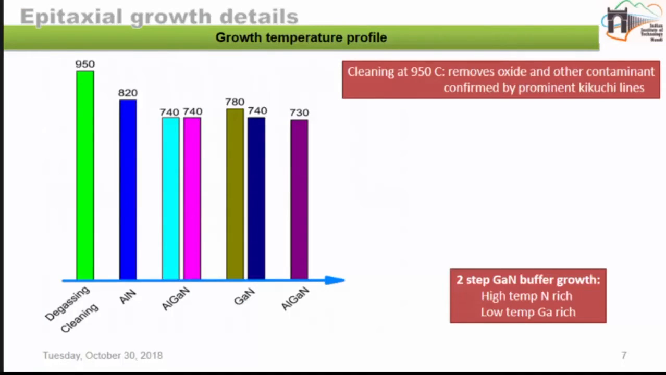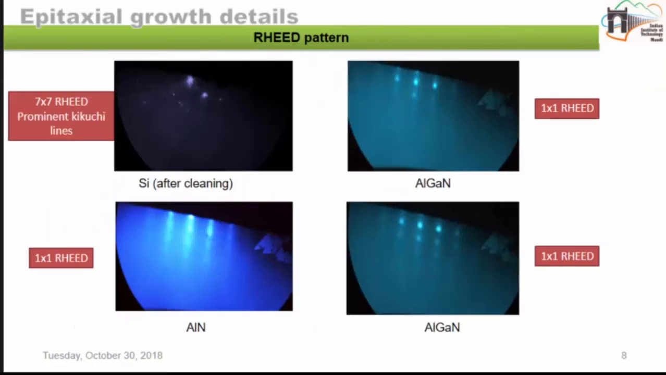So now this was the temperature estimation of the growth method. At 950 degrees Celsius we are cleaning the wafers, which, as you can see in later slides, will give the best crystalline quality of the material. Next is the RHEED pattern. You can see there is a 7x7 RHEED pattern. Prominent Kikuchi lines are there, so you can conclude that it is giving the best crystalline quality.